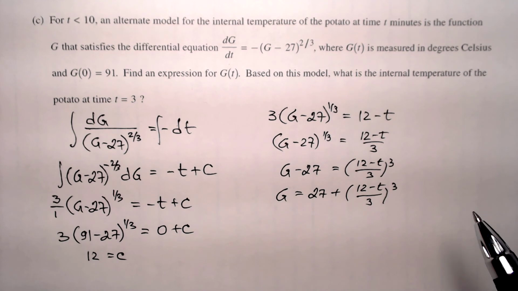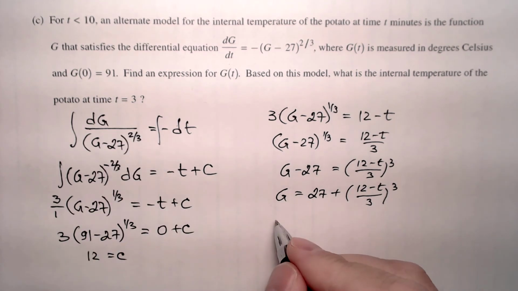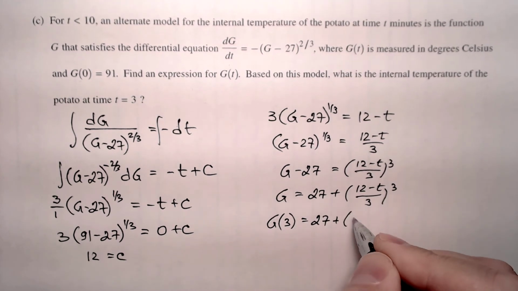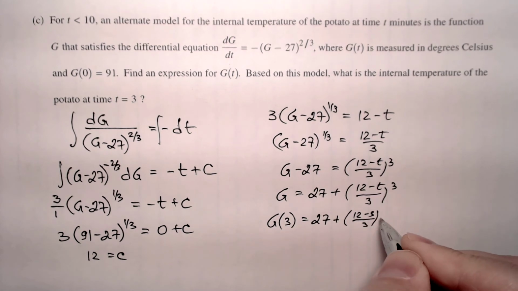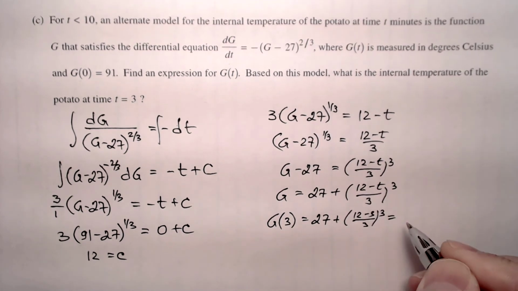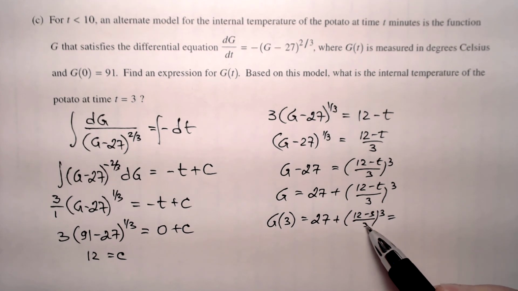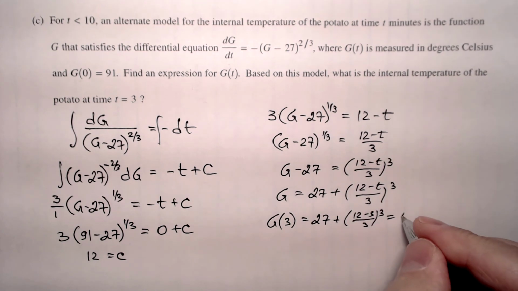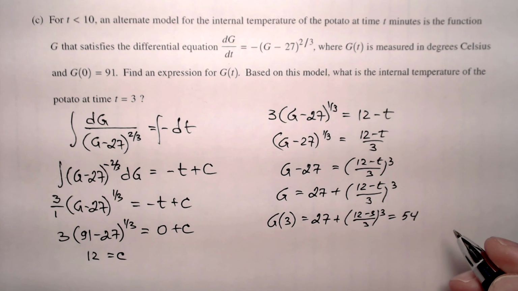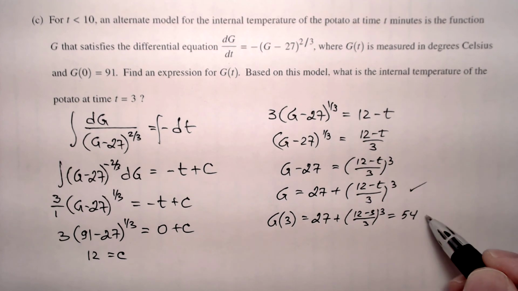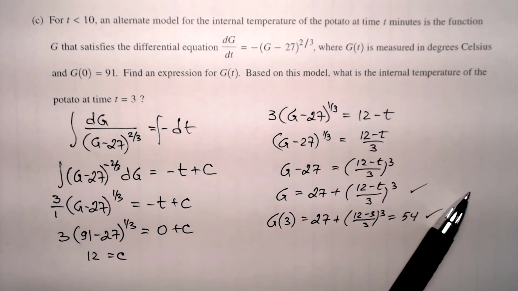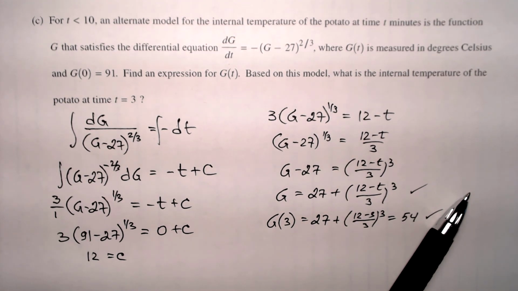And so based on this model, let's plug in t equals 3. We get g of 3 is equal to 27 plus ((12 minus 3) over 3) to the 3rd power, which is equal to 12 minus 3, 9, divided by 3 is 3, 3 cubed is 27, and then 27 plus 27 is 54 degrees Celsius. And so this is our final answer. These two are our final answers. This is for the functional form, and this is for the actual temperature. Thank you, and I will see you in the next question.